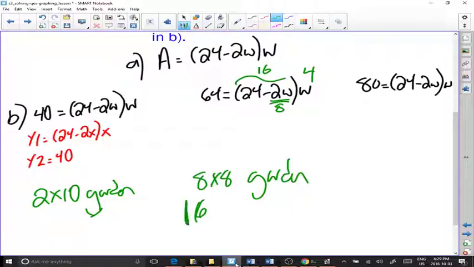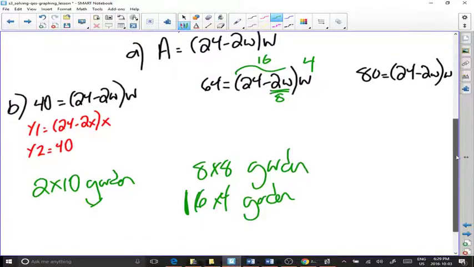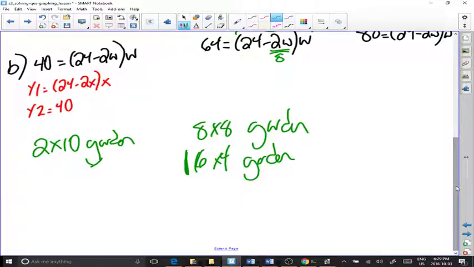How do you make a 16? That's how you make a 16. So that gives us a 16x4 garden. Okay? And going back to that first combination, I've been doing this a while, guys, here today, and I feel like junk. So we got 2 and 10 as our possible solutions.